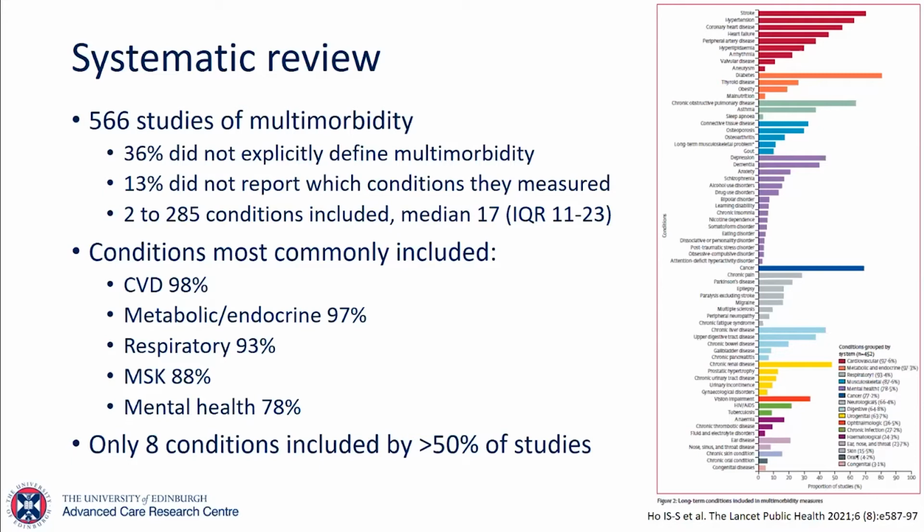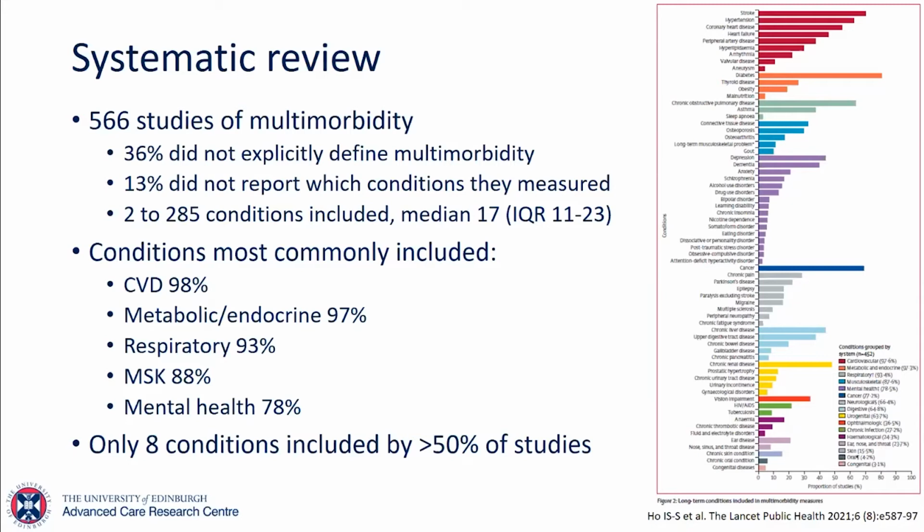And if you then look at conditions from which systems are most commonly included, they almost all have some CVD conditions, some metabolic endocrine condition, respiratory, musculoskeletal, and then about 3/4 include a mental health condition, or put another way, 1/4 have no mental health at all. But when you get down to individual condition level, there's only 8 conditions included by more than half of studies. And that's quite remarkable.